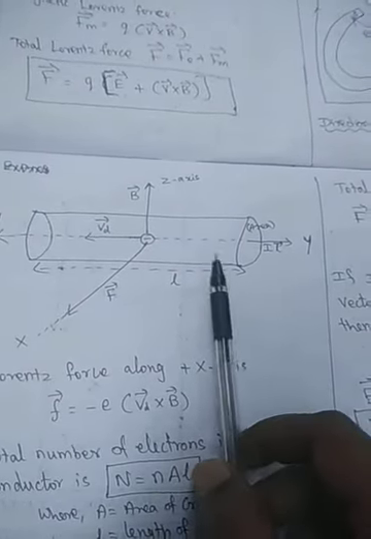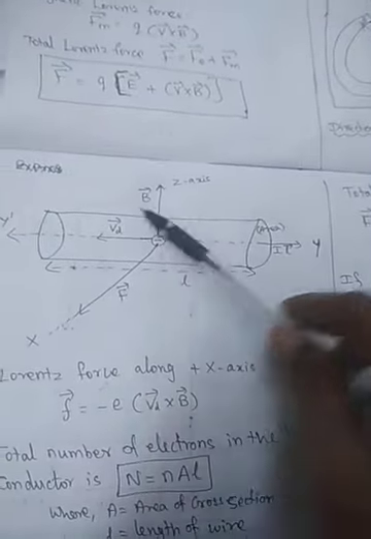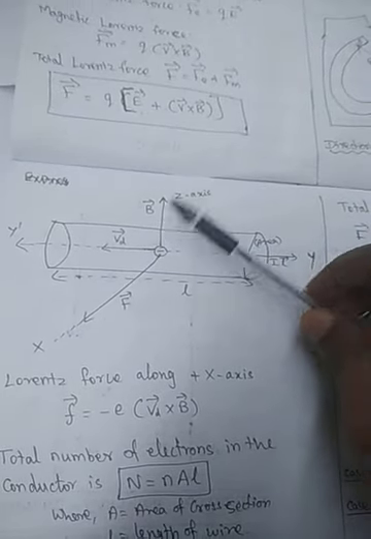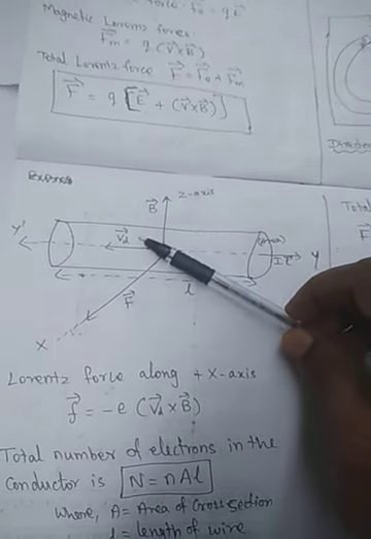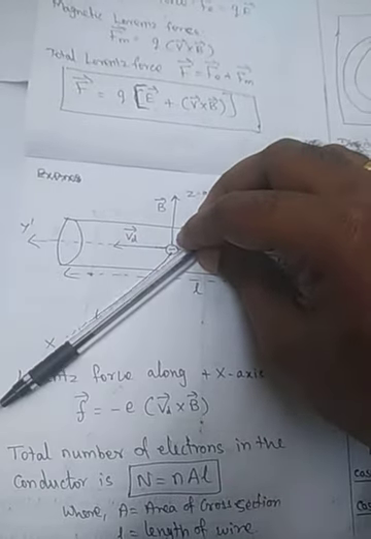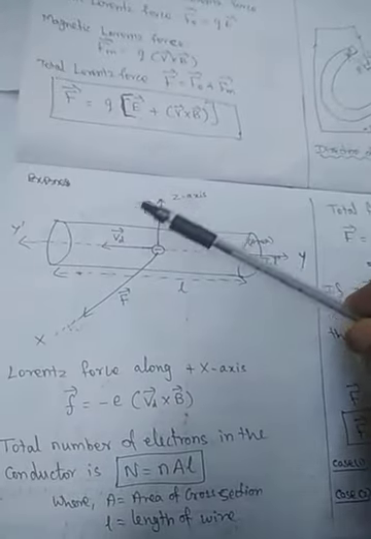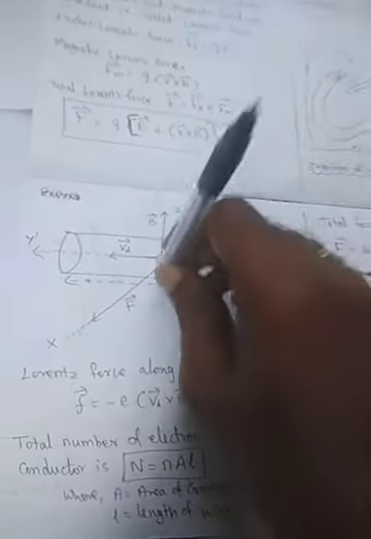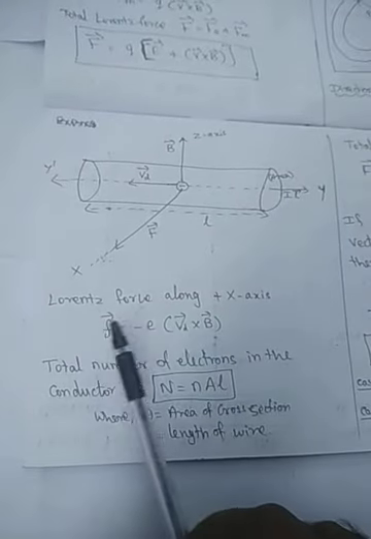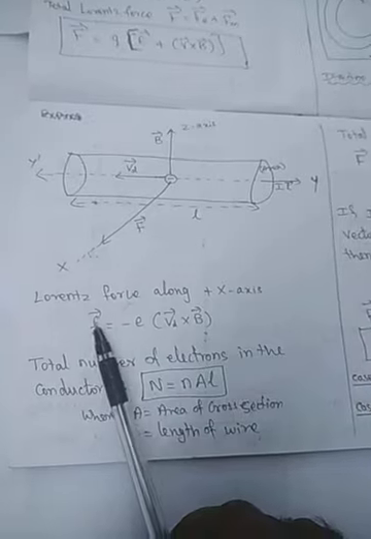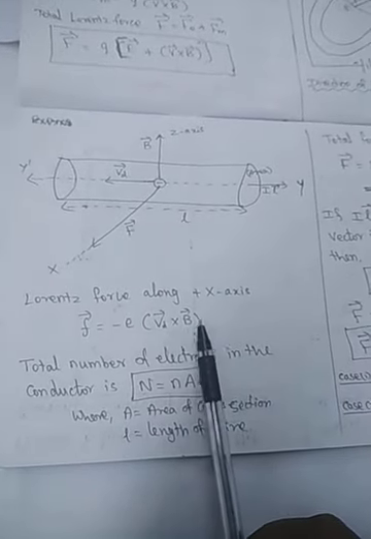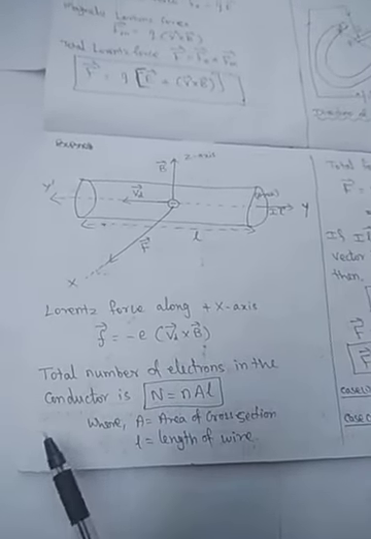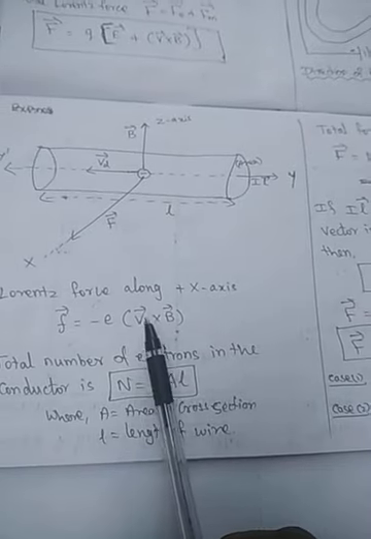L is the length of the wire. The magnetic field is applied in this direction, and the electron direction is in this direction. If these two are at 90 degrees, by the magnetic Lorentz force, the force will be maximum, in the direction perpendicular to both the B vector and the velocity vector. By the Lorentz force, F is equal to q into v vector cross B vector. Here we take q as an electron, which is a negative charge, so minus e into the drift velocity Vd.